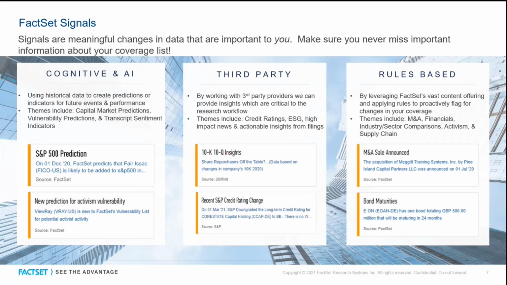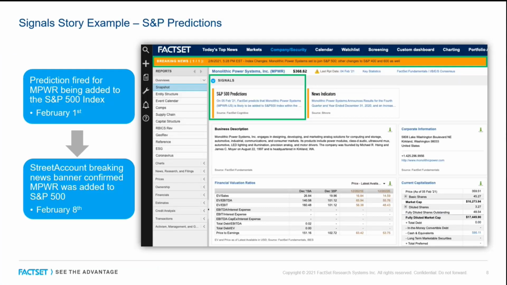And then also just rules-based, some conditions are met for a company, a data point changes, and all of a sudden, something like an M&A sale was announced, right? That's an event, and we can just trigger a signal like that. So we're collecting all of these content sets and trying to provide meaningful information for our clients from them. This is an example of one that could be useful to someone. So this is the S&P 500 predictions.